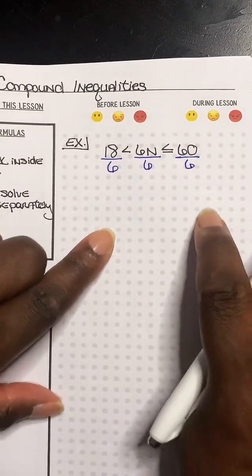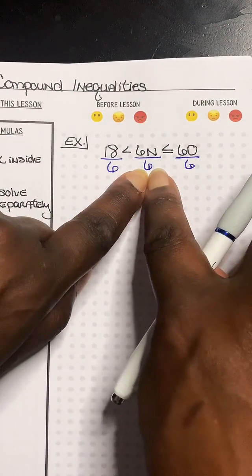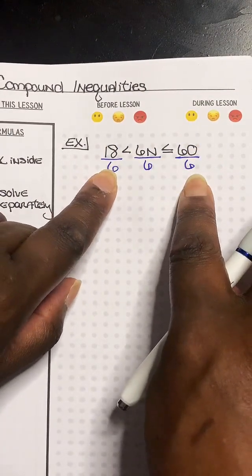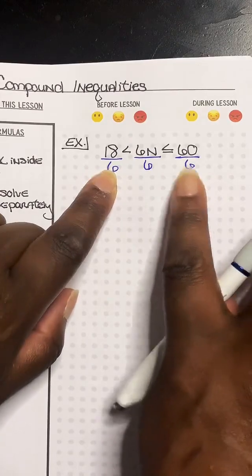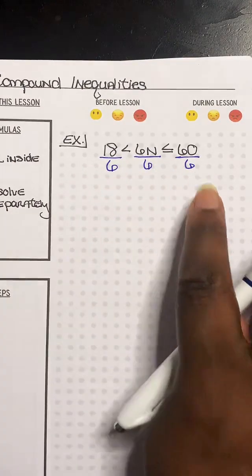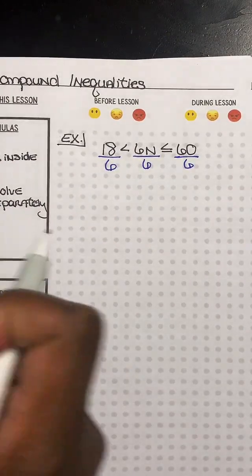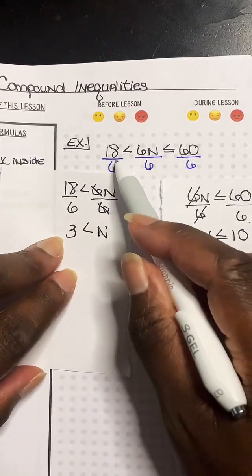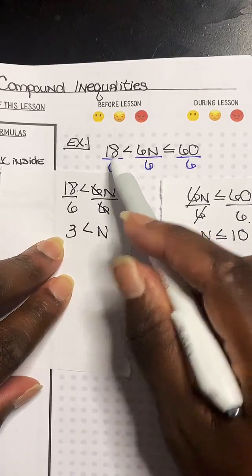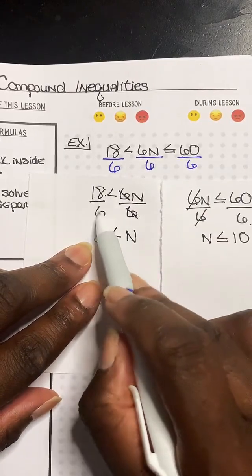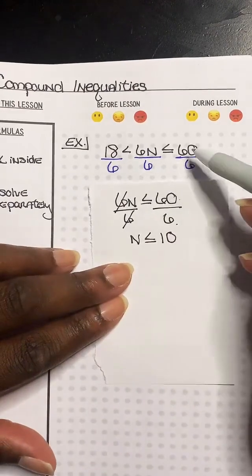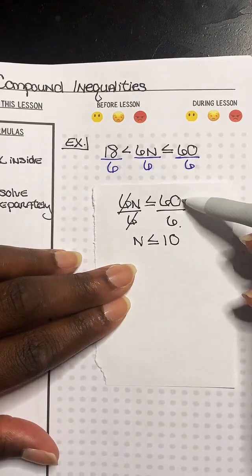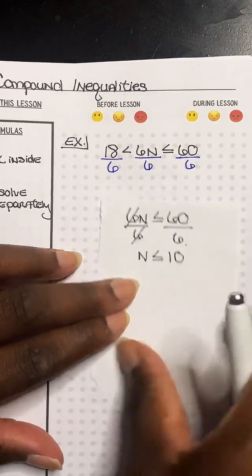Okay, so this is what I mean. I'm going to work from the inside out. This should look somewhat familiar because we divided 18 by 6 and we divided 60 by 6.